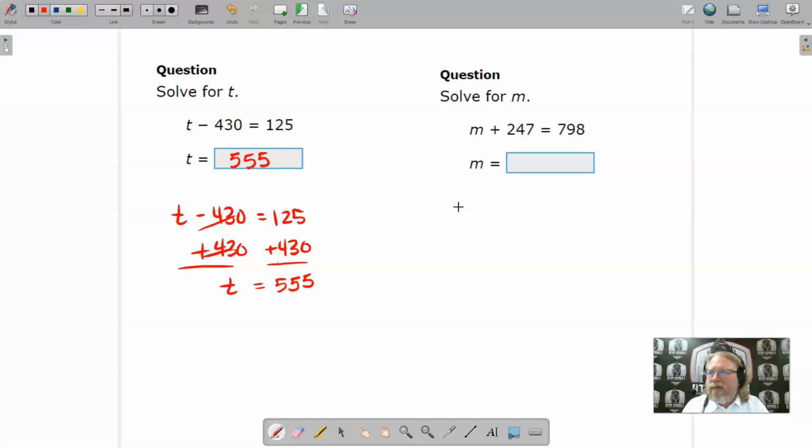All right, so rewrite this: m plus 247 equals 798. All right. So, yeah, I know you're like, I know. The 247 is tied to the m through addition. We're going to use subtraction. We're going to subtract the number we want to get rid of. What we do to one side, we do to the other.